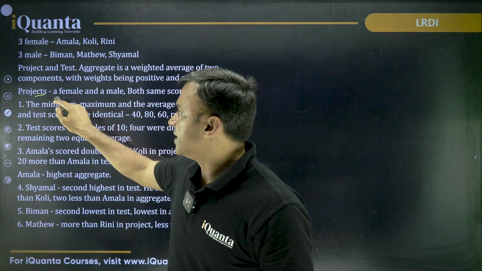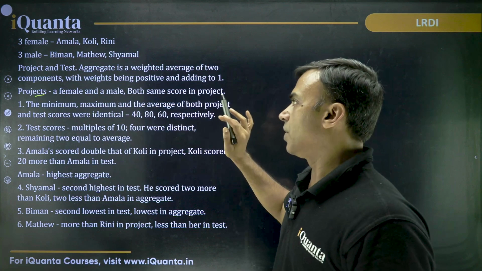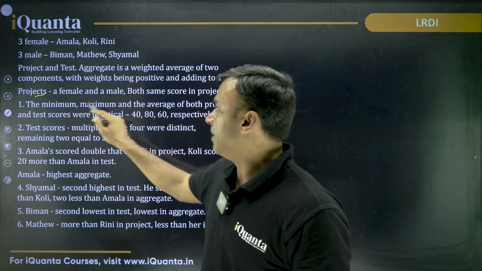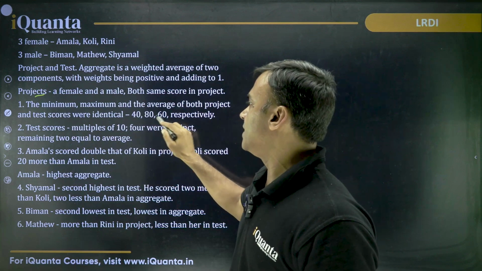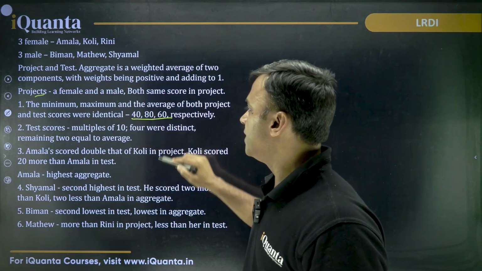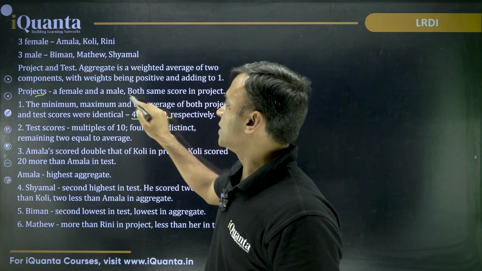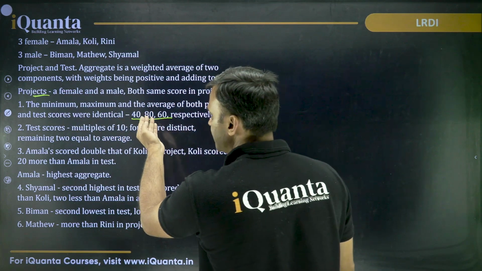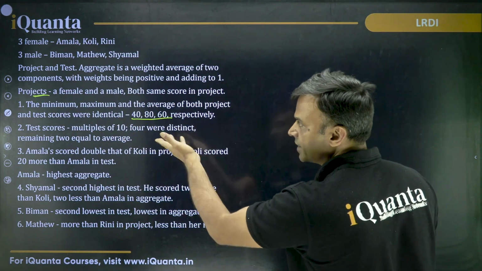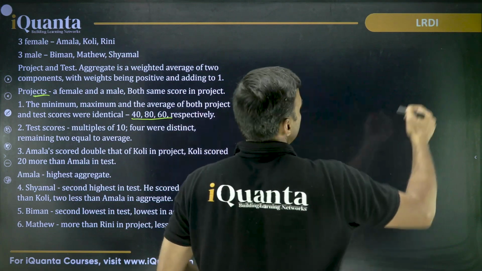In a project, there is a female and a male, both same score in the project. Great. Minimum, maximum and the average of both project and test scores were identical. That is 40, 80 and 60 respectively. I think this is where we start first for project. Because there are only 3 groups. So one group will score 40, one group will score 80, one group will score 60. Then only it is possible. Otherwise it is not possible. So I'll write like this.